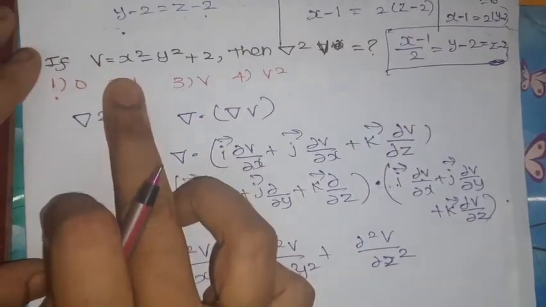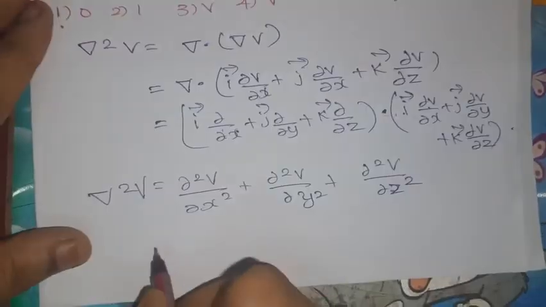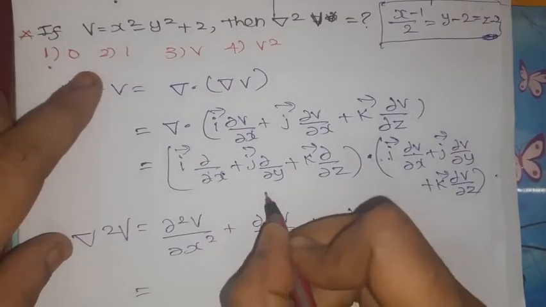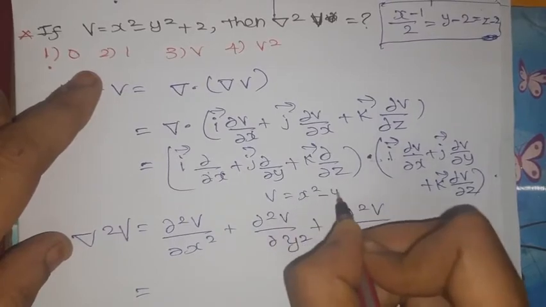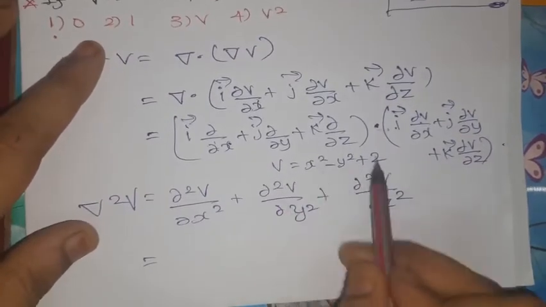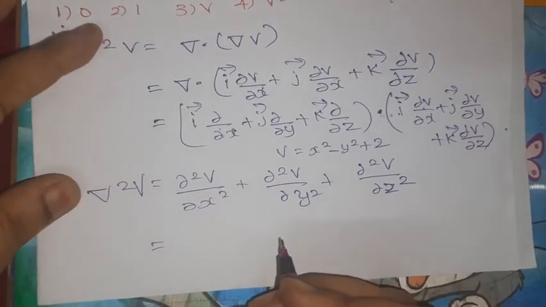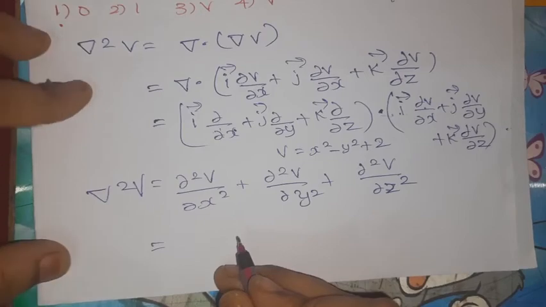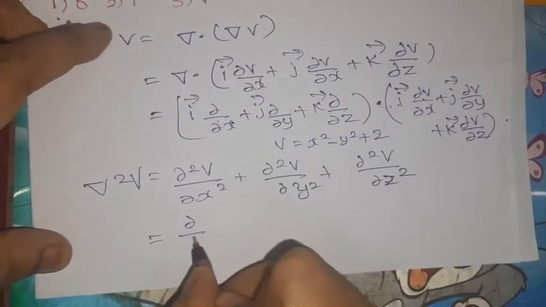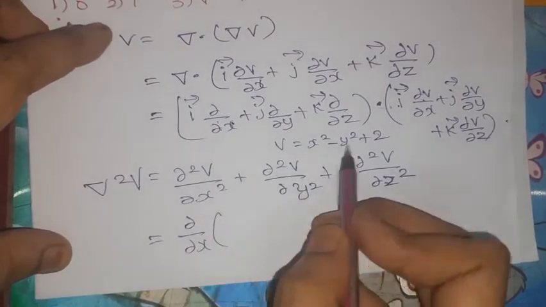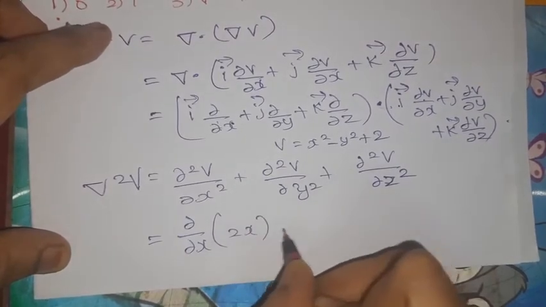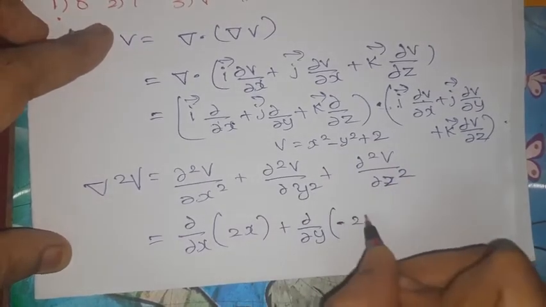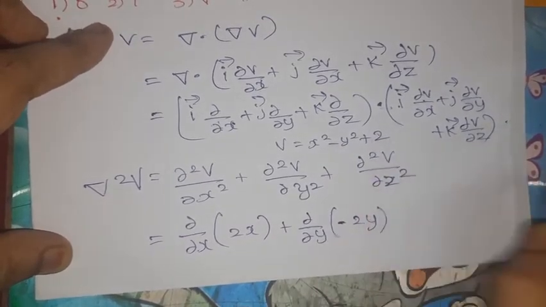So the V value is given: x squared minus y squared plus z. Just substitute here. V is equal to x squared minus y squared plus 2. So here what will we get? We differentiate first with respect to x. One time we will get 2x, plus, differentiating with respect to y, 2y. This term is constant, so we get 0 only.